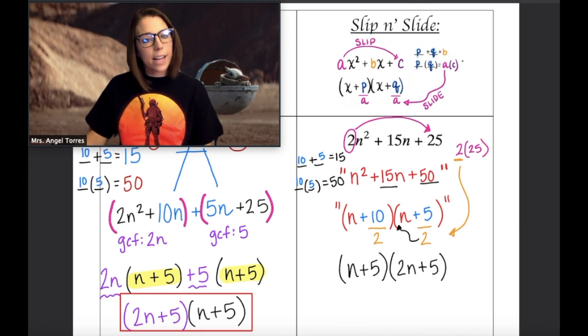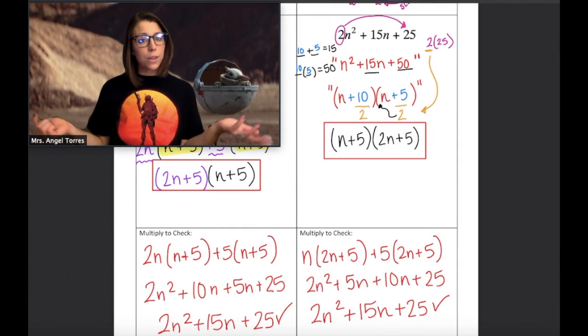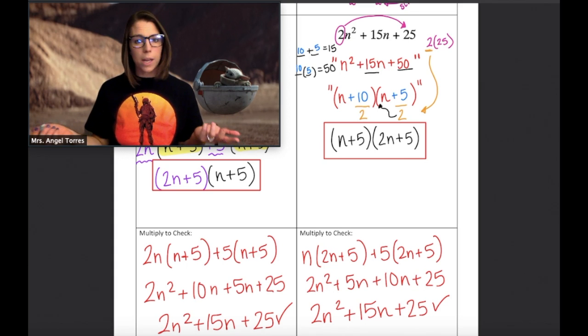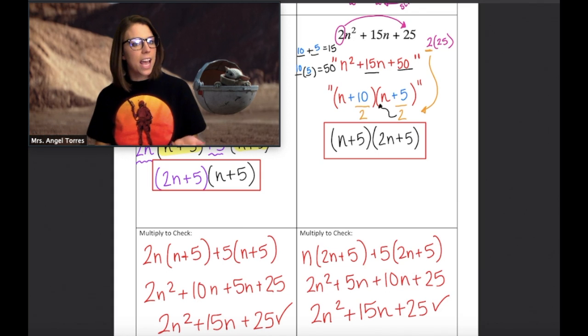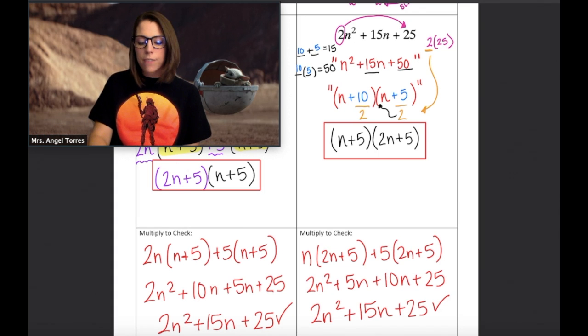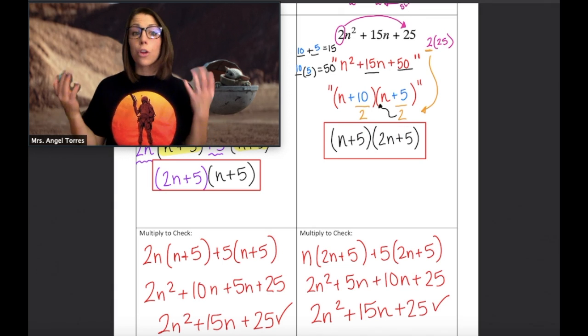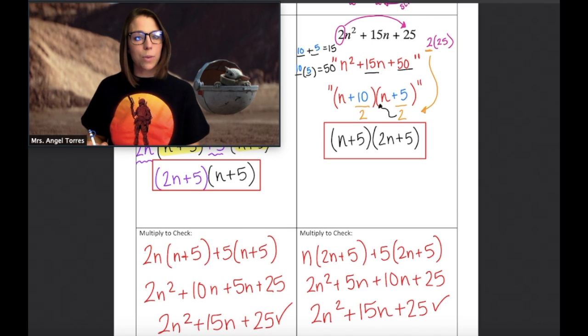Now let's go ahead and check our work. And it looks like it checks out. Now you might notice that the binomials are in a different order than when we factored this using supergrouping. But by the commutative property of multiplication, you can multiply in any order. So 2n plus 5 times n plus 5 is equivalent to n plus 5 times 2n plus 5. These are equivalent products, and they're both the factored form of the trinomial that we started with.